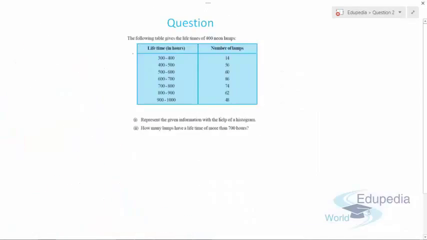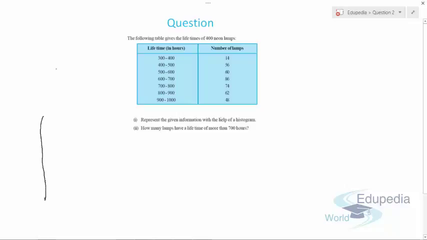The question says that the following table gives the lifetimes of 400 neon lamps. So these are 400 neon lamps. You need to represent the given information with the help of a histogram. And the second part is how many lamps have a lifetime of more than 700 hours. It's a very easy question, so let's do it very quickly. Let's draw the histogram for this.